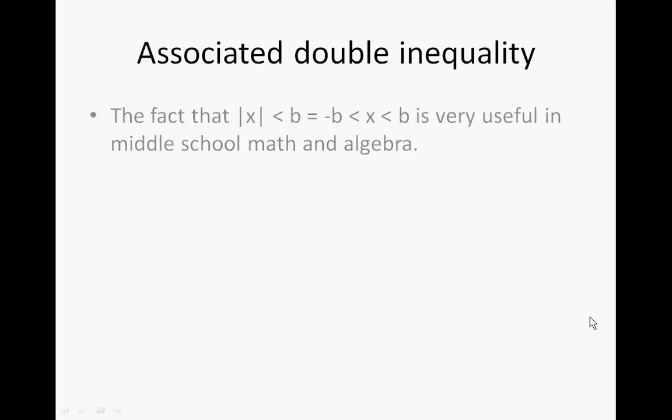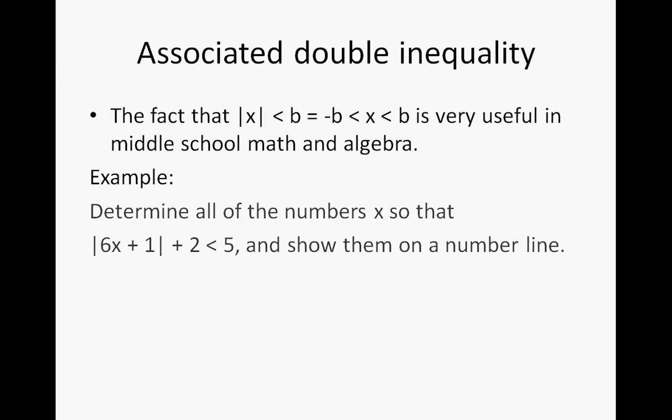All right, so the associated double inequality. Again, we've just restated our equation here, but it's also very useful in middle school math and algebra. For example, we'll take an easy example here. Determine all the numbers x so that the absolute value of 6x plus 1, plus 2, is less than 5, and show them on a number line.